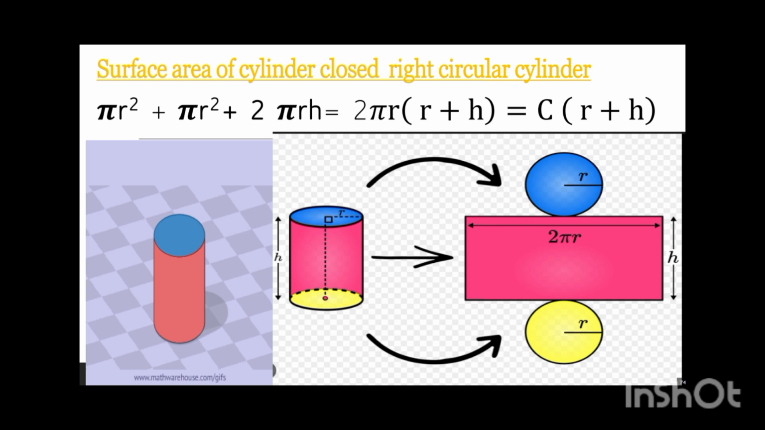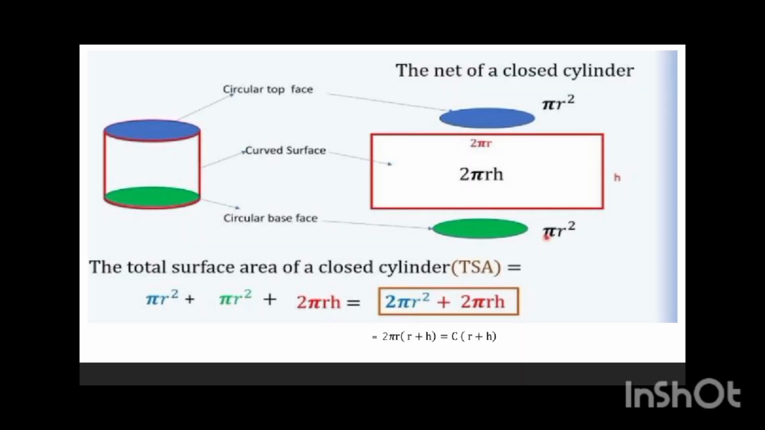It means the same. Now the net of a closed cylinder: this is a circular top face, this blue one. It's pi r square. Now this red one is the curved surface area, 2 pi r h. So the circular top face is pi r square, and the curved surface area is 2 pi r h. Curved surface area is also known as lateral surface area. Now the circular base face is pi r square again.